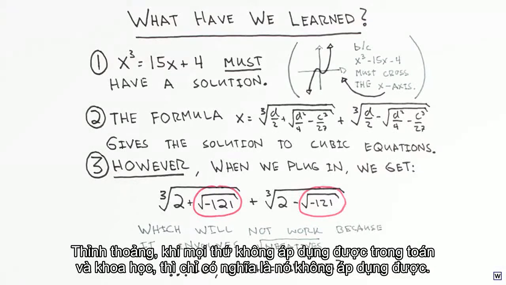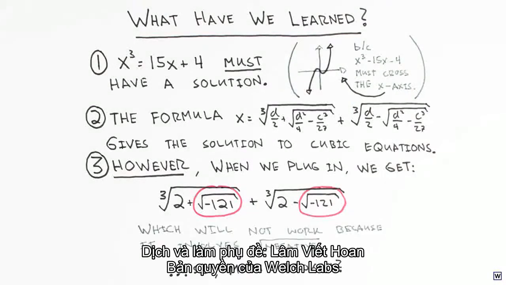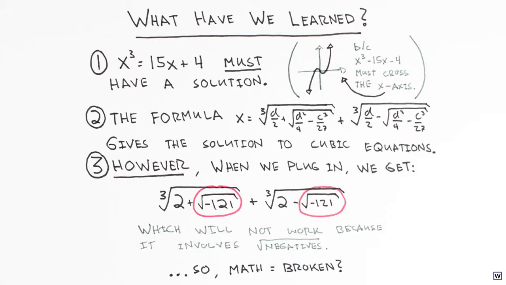Sometimes, when things break in math and science, it means just that, they're broken. But there are other, more interesting situations in which broken mathematics gives us the keys to unlock new insights. The way in which Cardan's formula was broken turned out to be incredibly important to mathematics and science, and that's what we'll discuss next time.